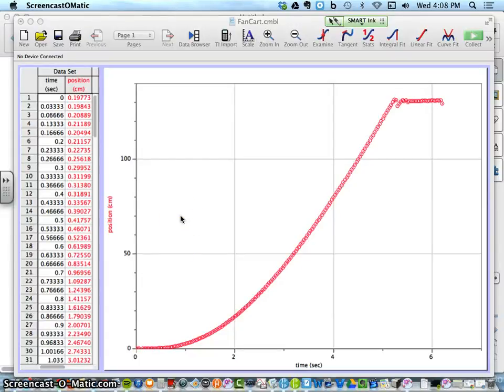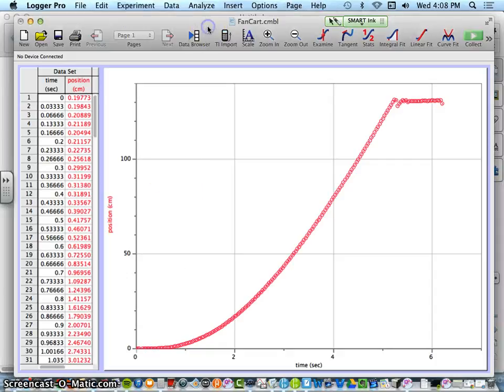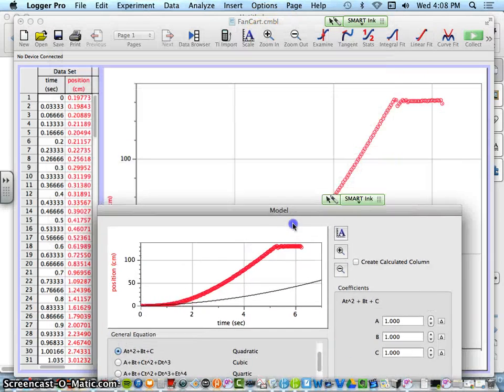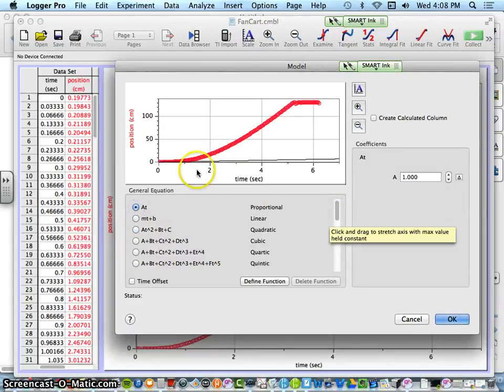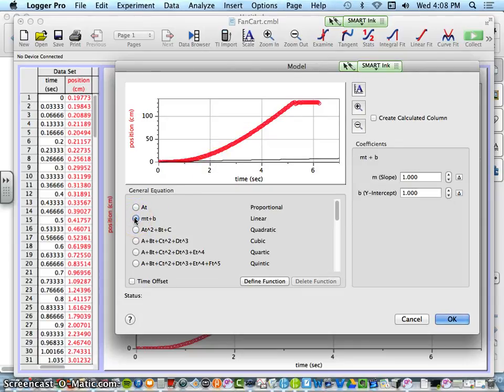All right, so you should have a graph of position time that looks like this curve. And next you would want to, in Logger Pro, go to Analyze, Model. And as you can see, it's definitely not a straight line. As the object sped up, the slope of the position time graph gets steeper to show that it's speeding up. So neither of these two equations will work.